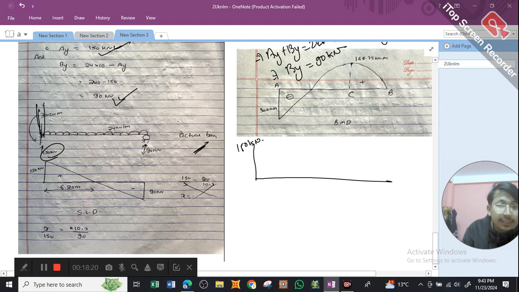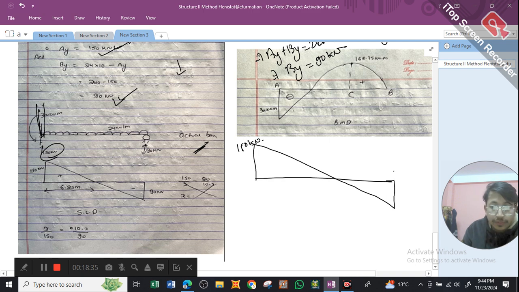UDL is acting downward, it will decrease the force value, and ultimately it will increase back to 0 here at B. And this value will be equivalent to 90 kilonewton, which is my By, because there will be a minus 90 over here, and plus 90 will push it upward and make it 0 at B.